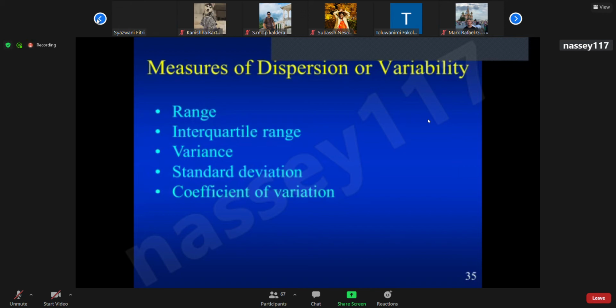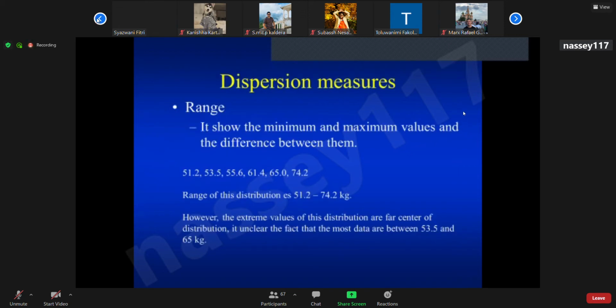We have several here. The first one is range, number 2 is interquartile range, number 3 is variance, then standard deviation, and coefficient of variation. So range is very simple. It's the difference between minimum and maximum values. And if we have minimum weight in the sample 51.2 and maximum one is 74.2, the range will be 74.2 minus 51.2, which is our dispersion measure.